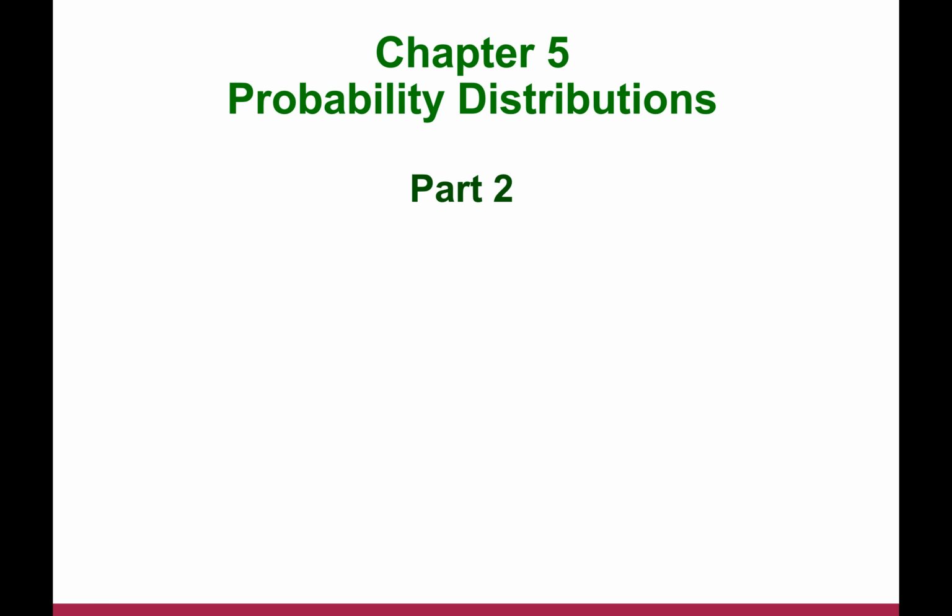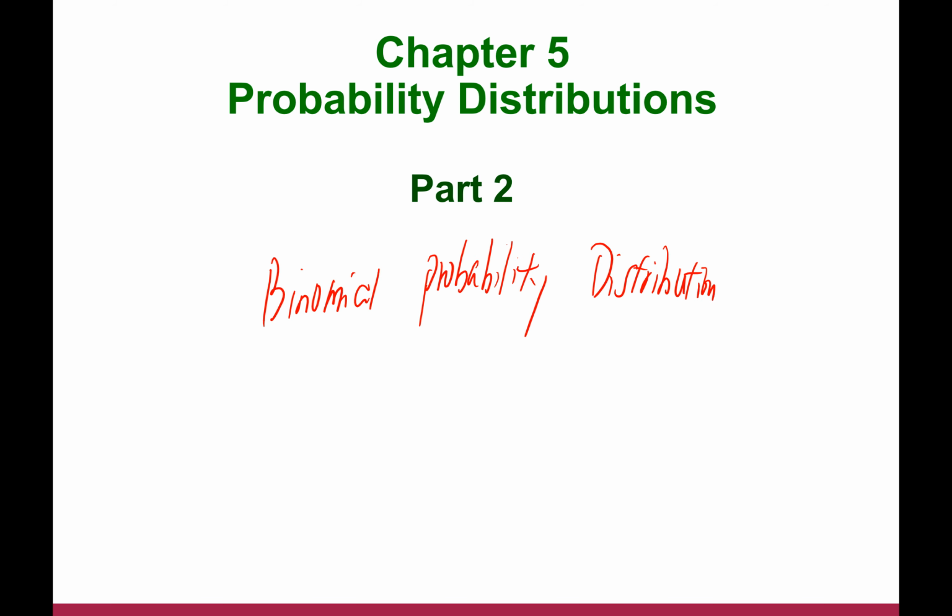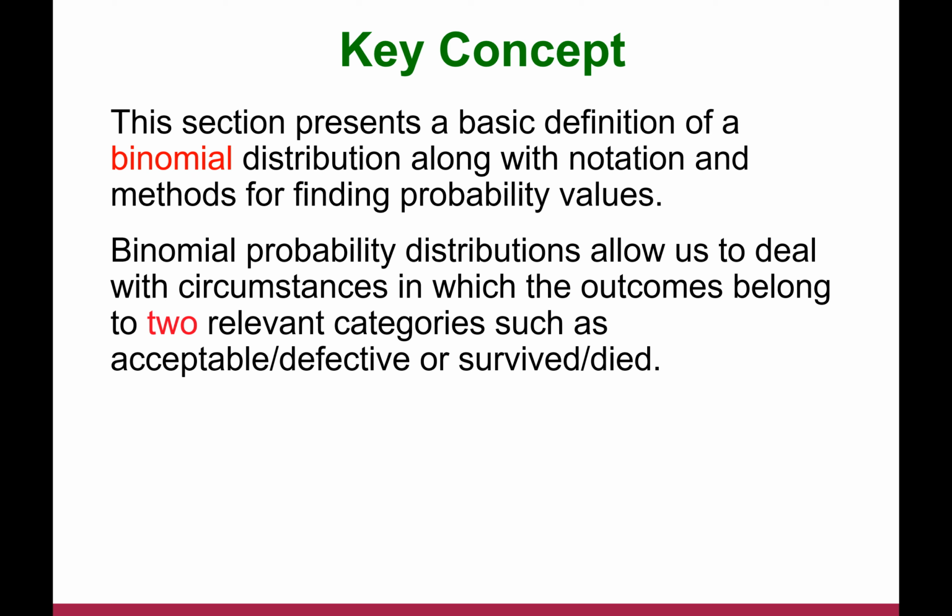Let's continue on probability distribution, and we're going to concentrate on the binomial probability distribution. The binomial distribution allows us to deal with the circumstances in which the outcomes belong to two relevant categories, such as acceptable or defective, survive or die, or success or failure.